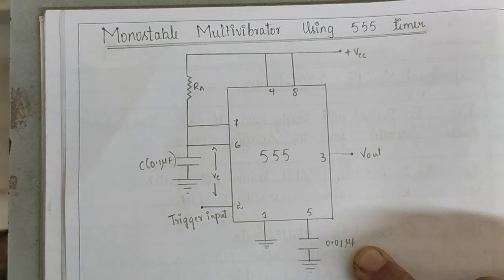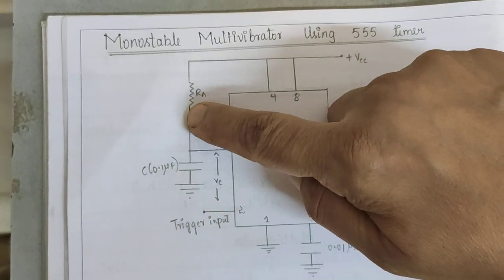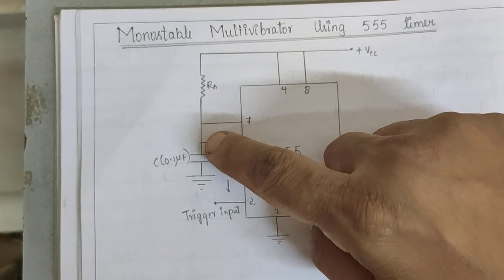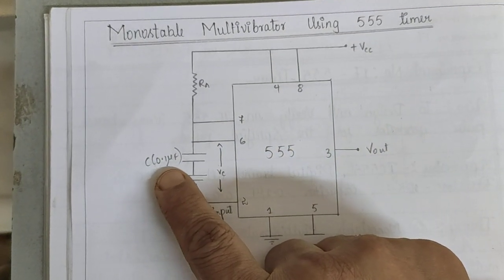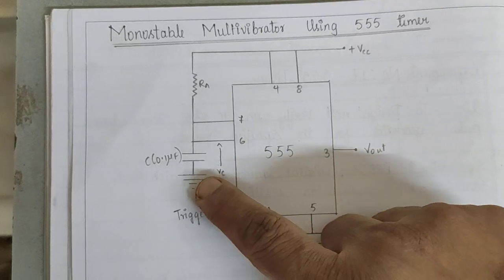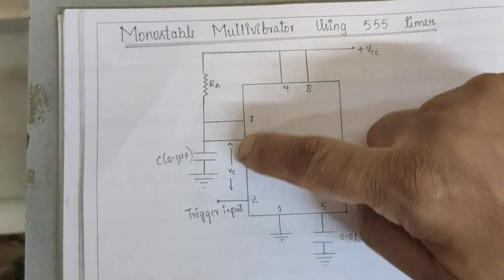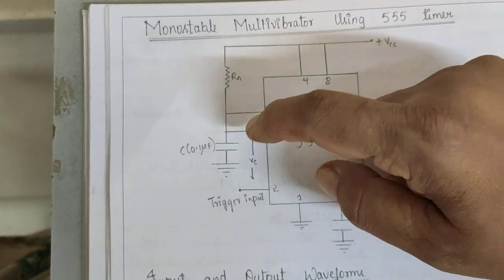of 0.01 microfarads. The sixth and the seventh terminals are shorted together and connected to the other end of the resistance RA, and at the same junction we connect the capacitance C equal to 0.1 microfarads, and the other end is connected to ground. This is where we are going to see the value of VC, the voltage across the capacitor.